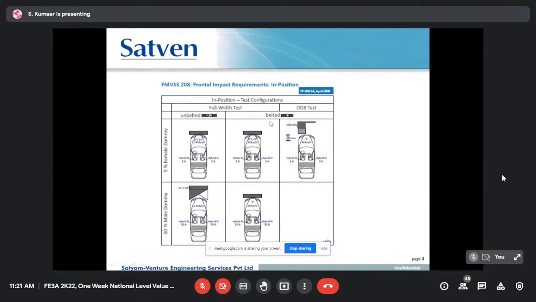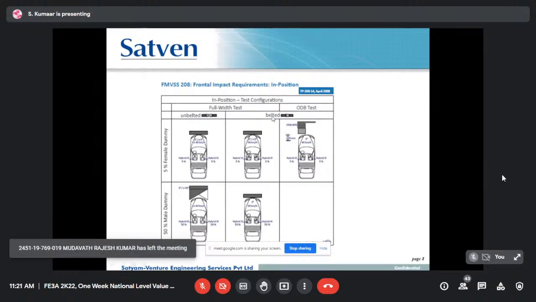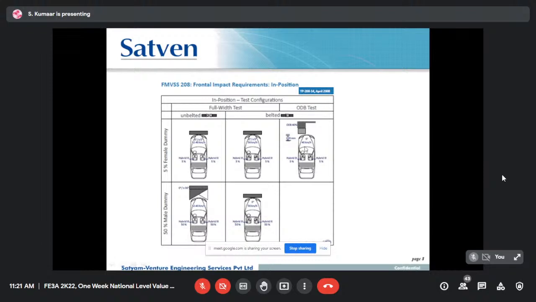In the belted mode also, we can see the speed. In the unbelted mode, the speed is 30 to 40 km per hour. In belted mode, it is 56 km per hour. When it comes to the ODB, offset deformable barrier test, the speed is only 40 km per hour, but it will have contact with only 40% of the car's front. So most of the energy will be transferred only to this region of the car. So the severity level of the injury will be high in these cases.